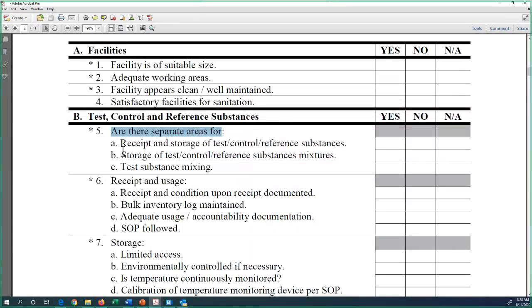So then you need to talk about received and used. So for every use you need to have a record. Most labs do, I know that. And this is about the test substance, the pure test substance. Some labs even keep a record for the stock solution. Then that's good. That's even better.